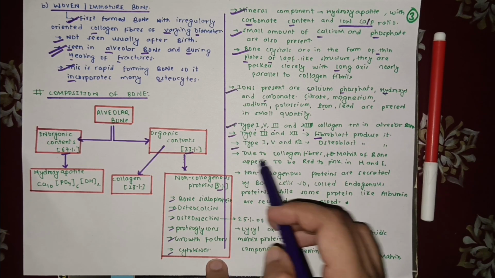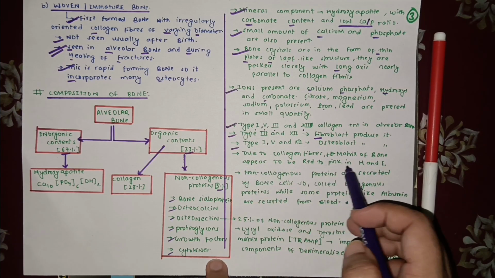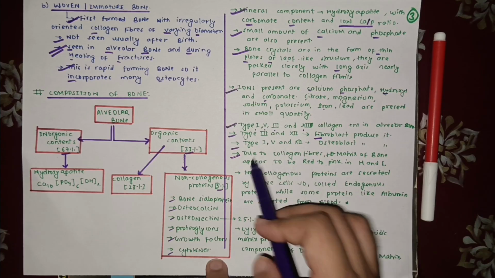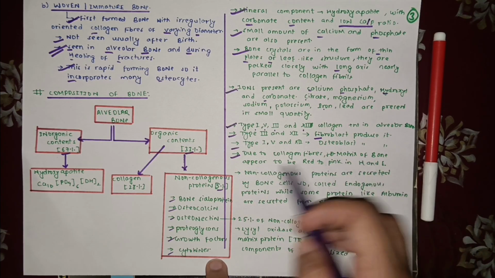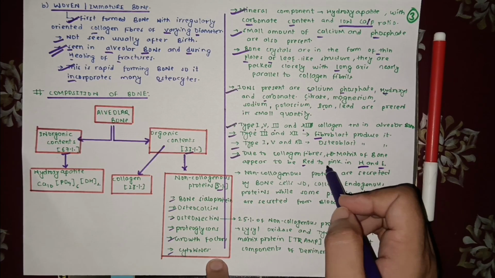After that, due to the collagen fibers, the matrix of the bone appears red to pink in H and E histology. When they are stained with hematoxylin and eosin stain, they appear red to pink.